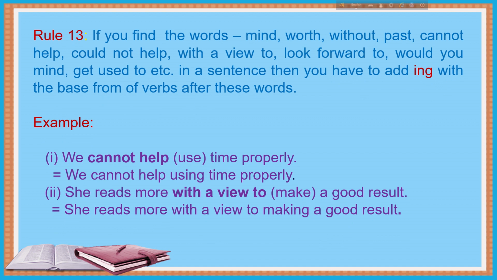If you find the words mind, earth, without, past, cannot help, could not help, with a view to, look forward to, would you mind, get used to, etc. in a sentence, then you have to add ing with the base form of verbs after these words. Let's see the example, then you will be more clear.